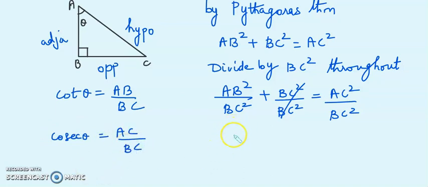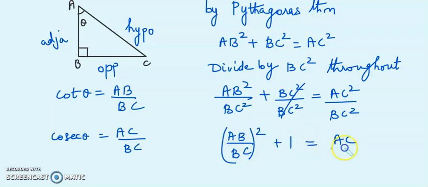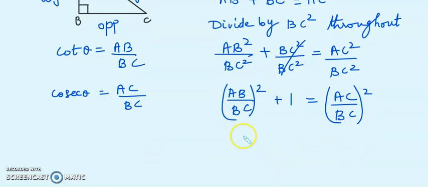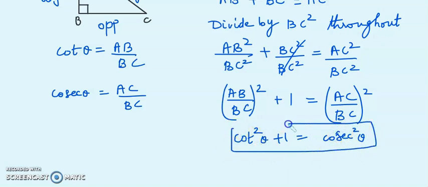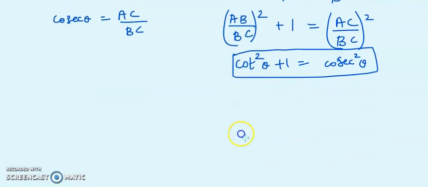Right? So I'm first going to write like this: AB upon BC the whole square, plus 1 is equal to AC upon BC the whole square. Now in place of AB upon BC, I'll write cot theta, and in place of AC upon BC, I'll write cosec theta. So I'll get the third identity, that is cot square theta plus 1 is equal to cosec square theta. Now the remaining four parts of this.